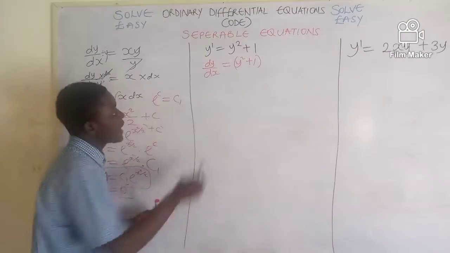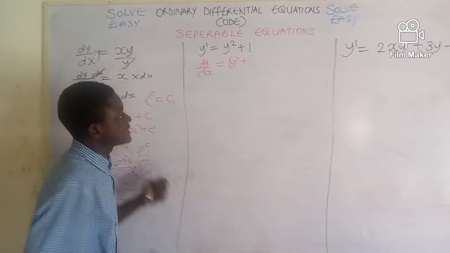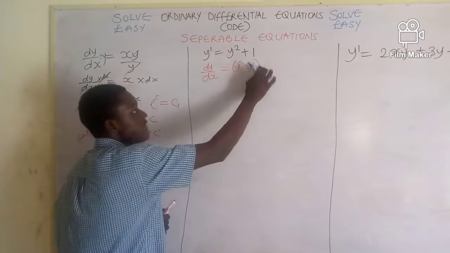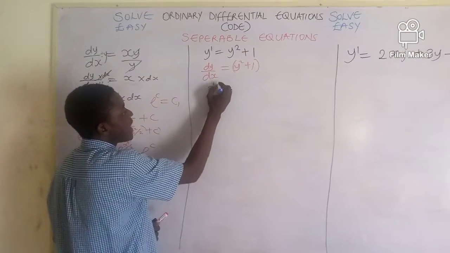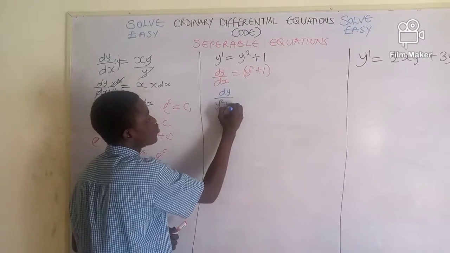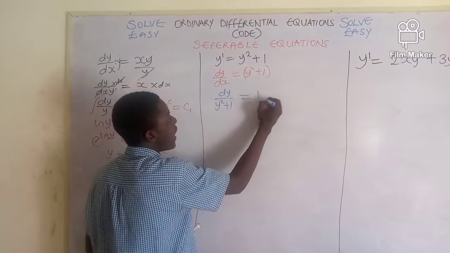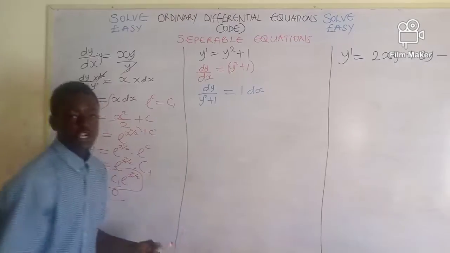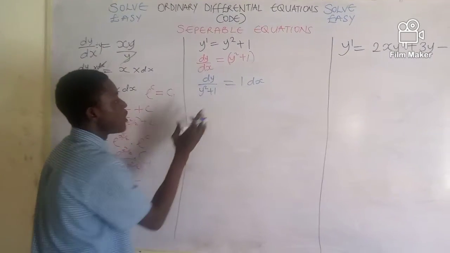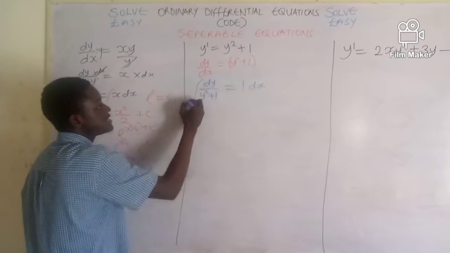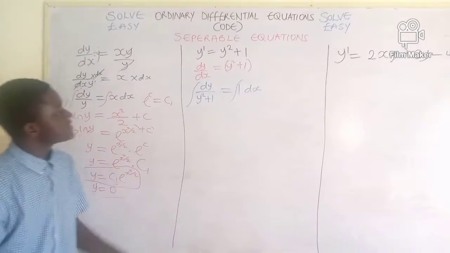Now we multiply both sides by dx to remove the dx from here, and divide both sides by y squared plus 1. Therefore we will have dy over y squared plus 1 equals 1 dx. The coefficient is 1 because we are left with 1 on this side. Now from here, what we'll do is integrate both sides.